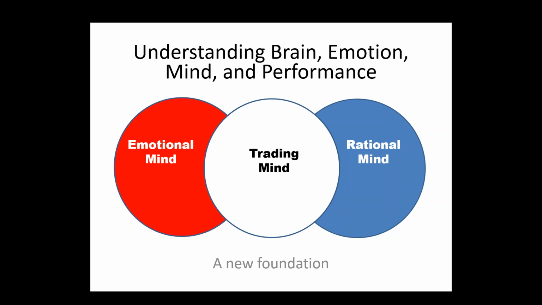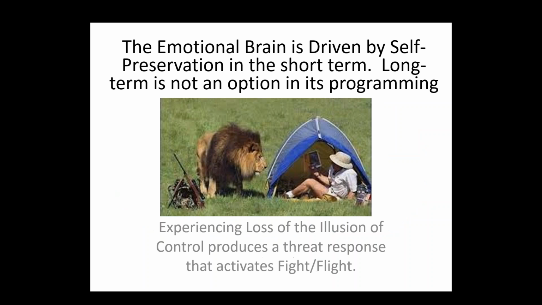This is the way it works, friends. The emotional brain is driven by self-preservation in the short term. Look at this photograph. What do you think this guy's doing? His gun's a little far away, isn't he? Okay? What happens at this particular moment, without that gun in his hand, without odds stacked on his side, suddenly the illusion of control has vanished. This is what traders face every day. Staying stuck in the illusion of control is what you have to learn to step out of.